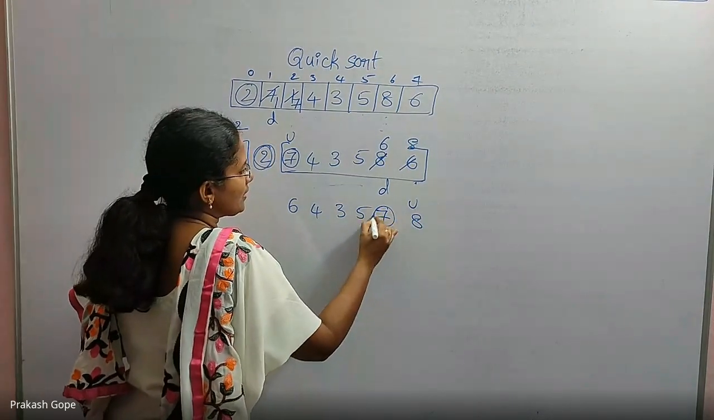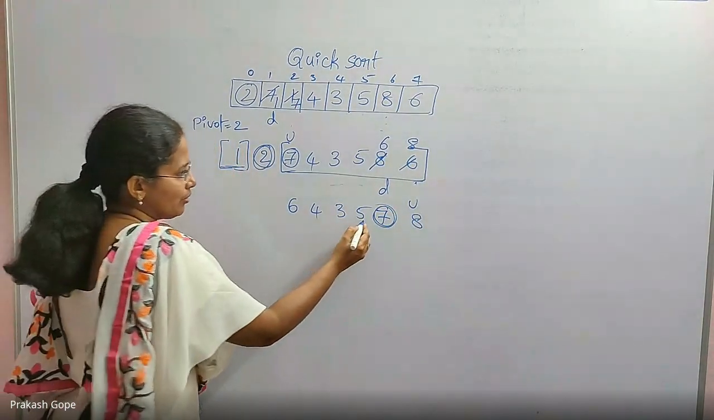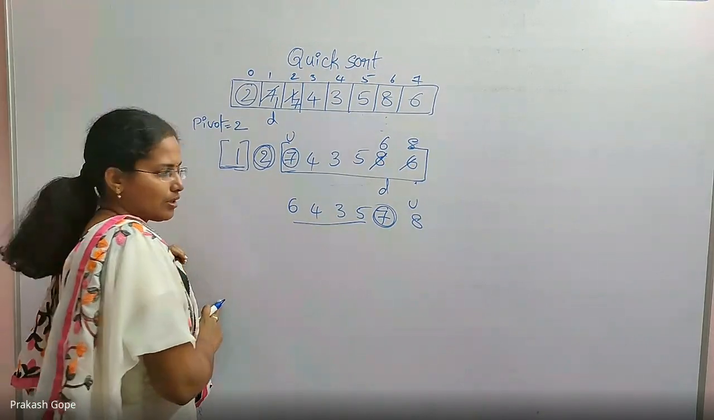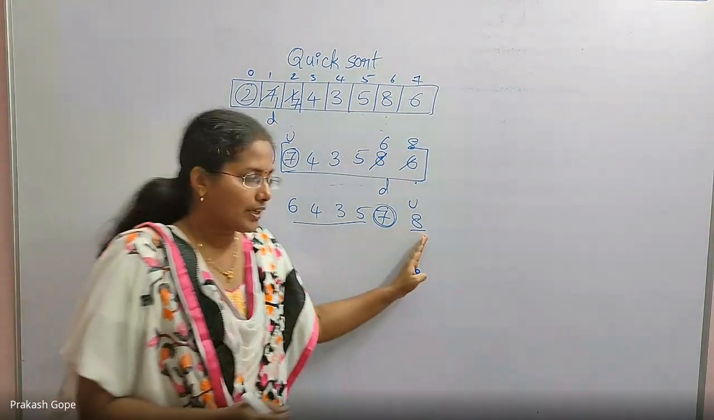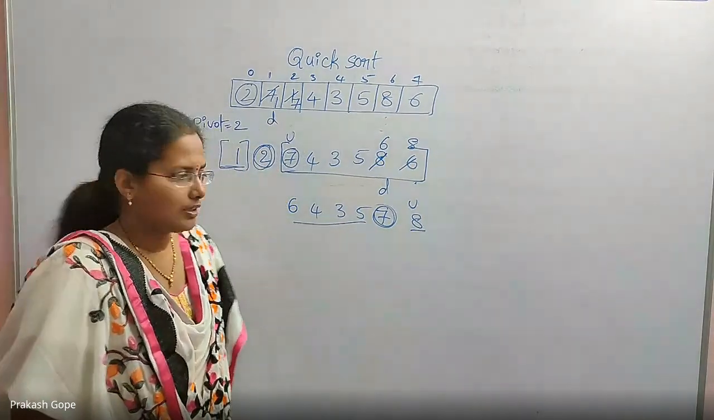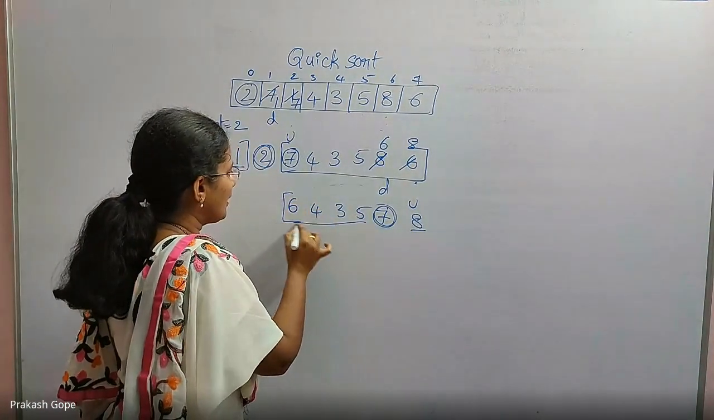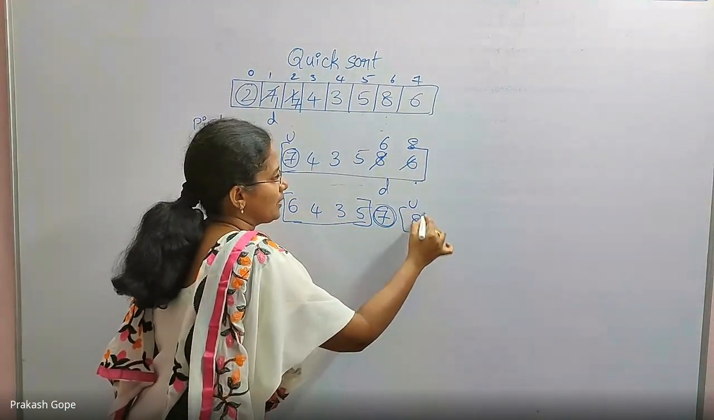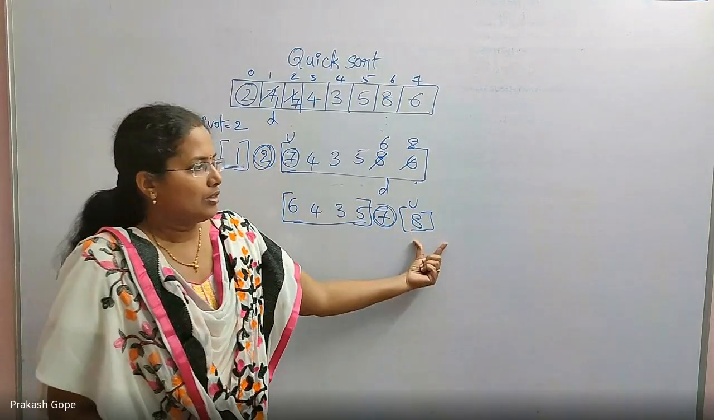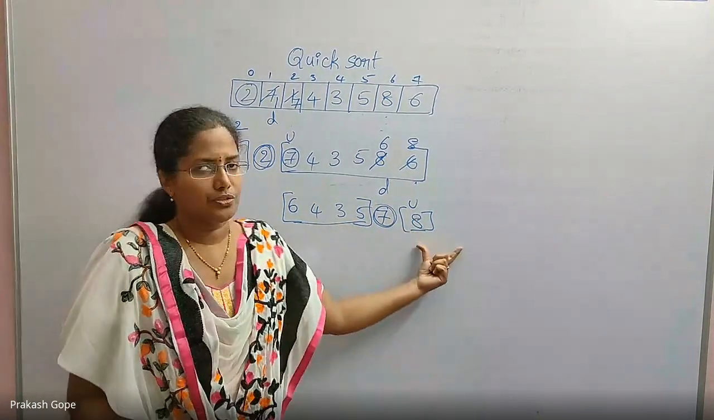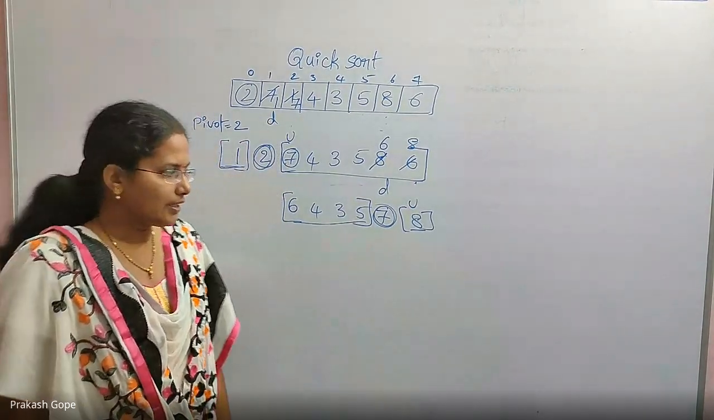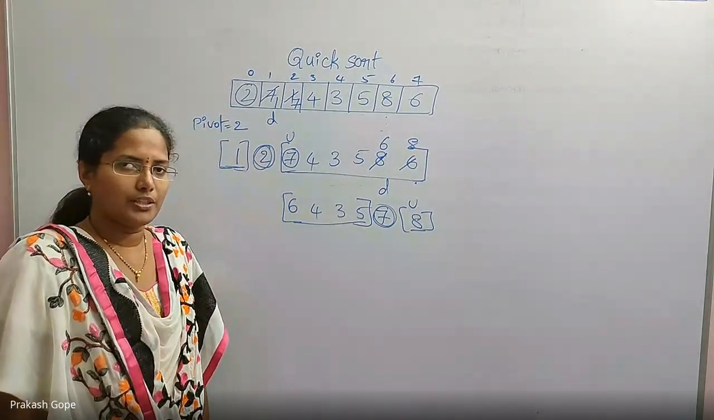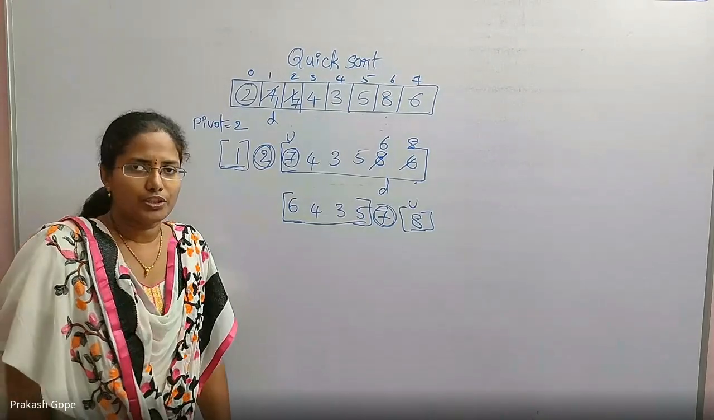So 7 is in its right place. If you observe, all the elements before 7 are less than 7, and on the right hand side are greater than 7. So done. Now this 7 has divided the array into two parts, this part and this part. Apply quick sort on both the arrays so that even they get arranged slowly, one after the other. This is the logic of quick sort.